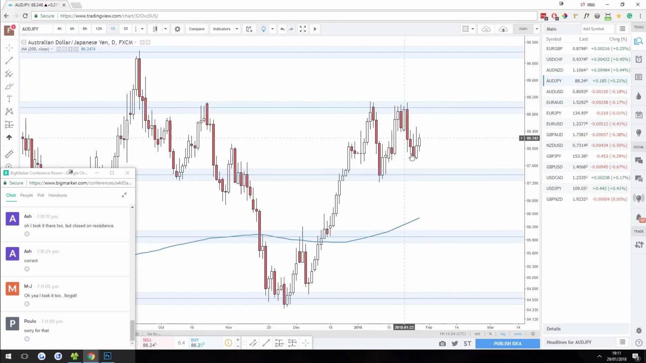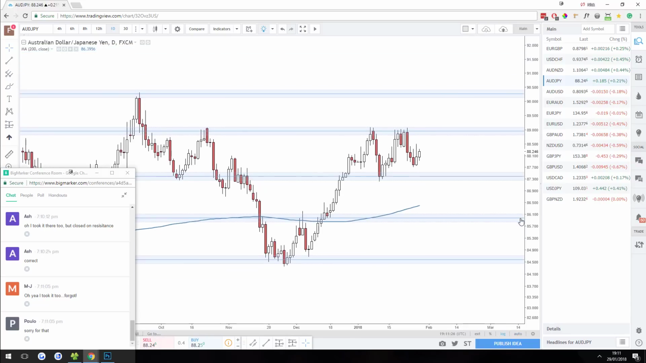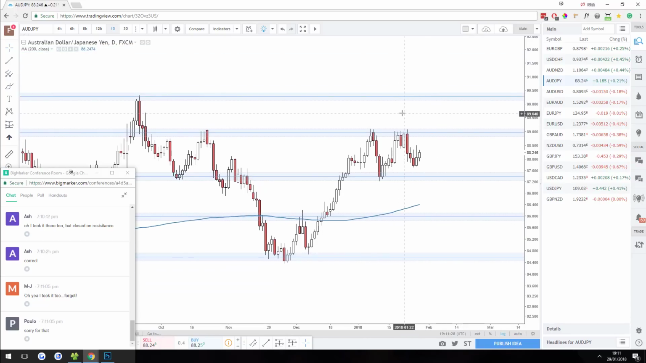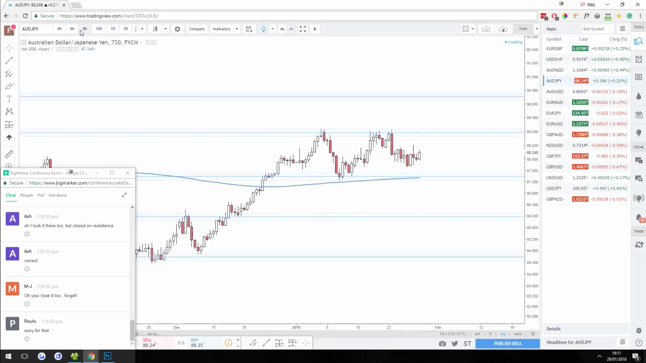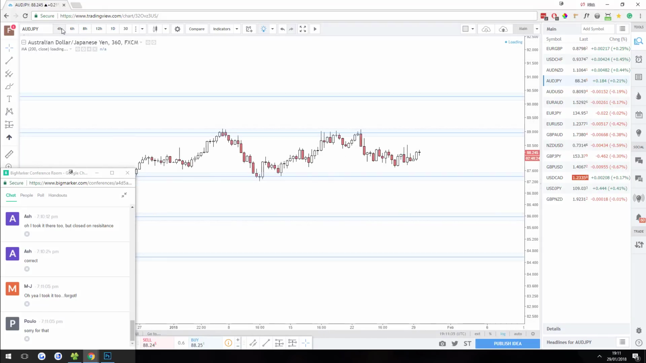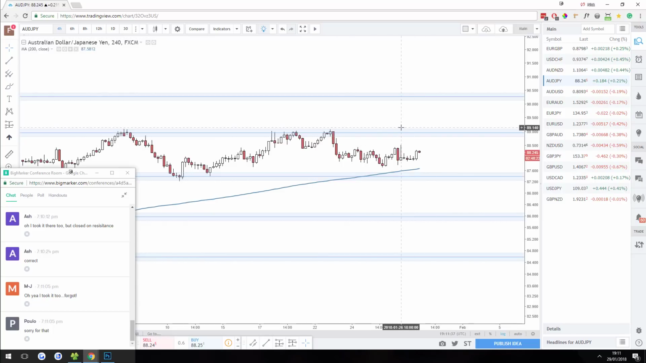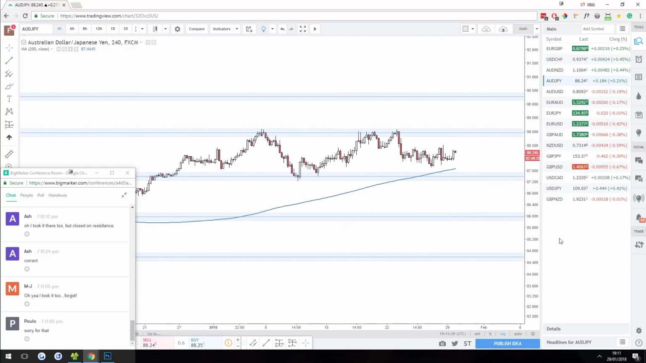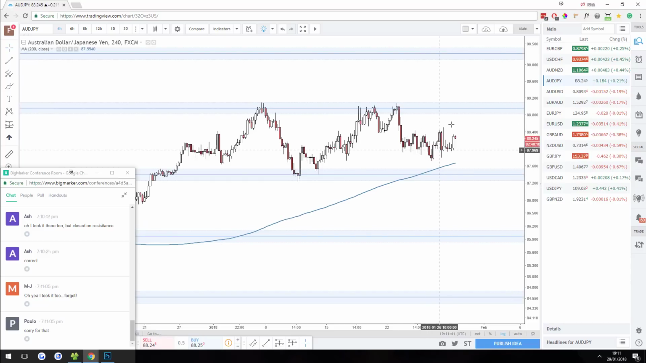AUD JPY is just in between support and resistance right now. So again, not that much. Nothing much to say about this pair. It's just ranging in between support and resistance areas. So you've got resistance up here, support down here, and this pair just ranging in between. Can't really do much with that.